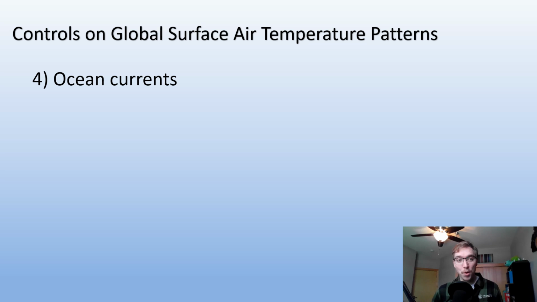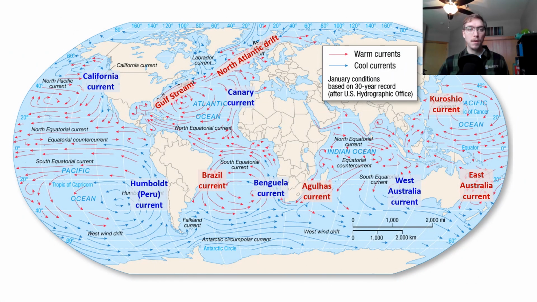Ocean currents are another really big controller on global surface air temperature patterns. There are warm and cold ocean currents based off of these big thermohaline circulation cycles that we will get into a little bit in a couple of weeks. It's not going to be the major focus. We're going to be doing a lot more interpretation at that point. But just know that because we have warm and cool currents, that can really drive temperatures.